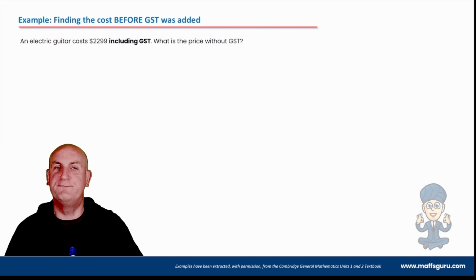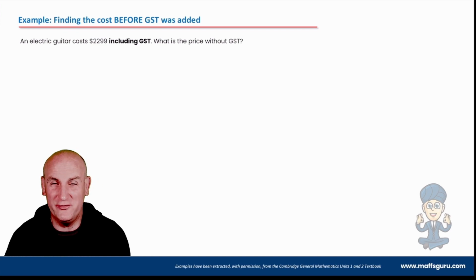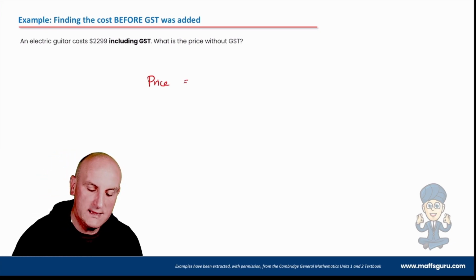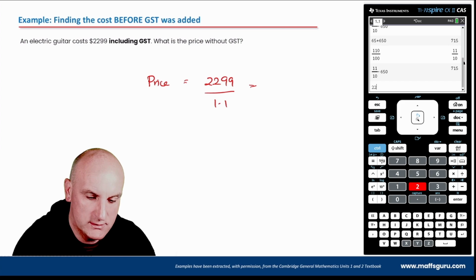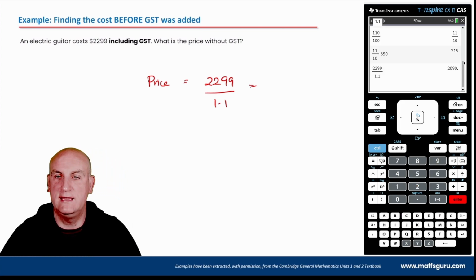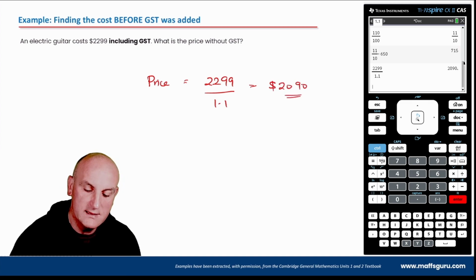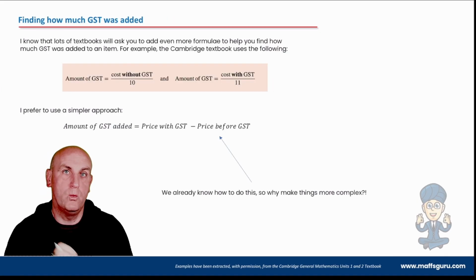All right, so let me see. Find the cost before GST was added. Here's an example. An electric guitar cost $2,299. Who'd pay that? That's including GST. What is the price without GST? Okay, so we now know that the price would be equal to the price with GST, which is 2299, divided by 1.1. Well, I can't do that in my head, so let's bring up my ClassPad or my TI-Nspire. 2299 divided by 1.1, hit enter, and it gives me $2,090. $2,090. See how easy that was? Nice and easy.